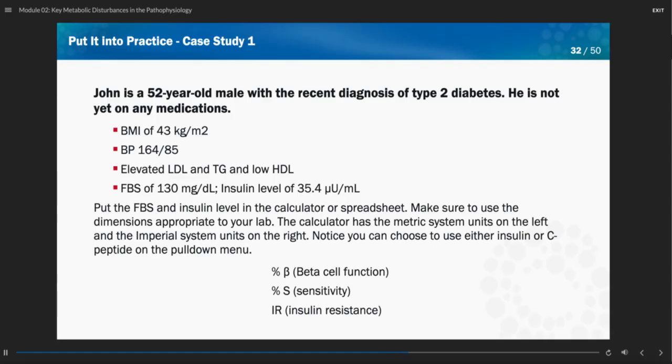So put the fasting blood sugar and insulin levels in the calculator or spreadsheet. Make sure to use the dimensions appropriate to your lab. The calculator has the metric system units on the left, the imperial system units on the right. Notice you can choose to use either insulin or C-peptide on the pull-down menu.